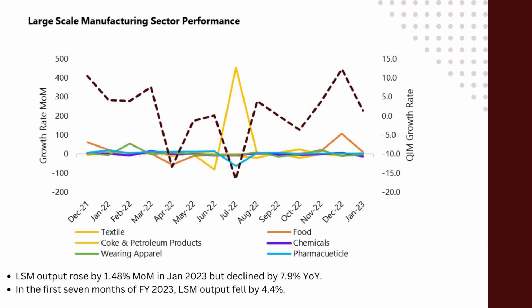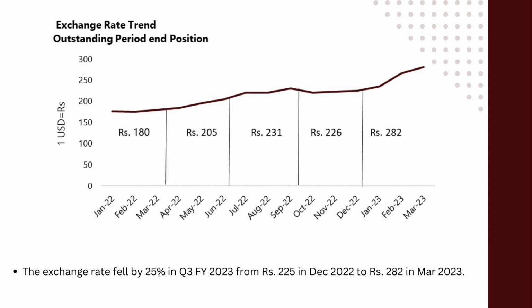The next macroeconomic indicator is the exchange rate. The exchange rate has remained volatile in the third quarter of fiscal year 2023, and it fell by around 25%, from rupees 225 in December 2022 to rupees 282 at the end of March 2023. And one of the biggest reasons is political instability in the country.